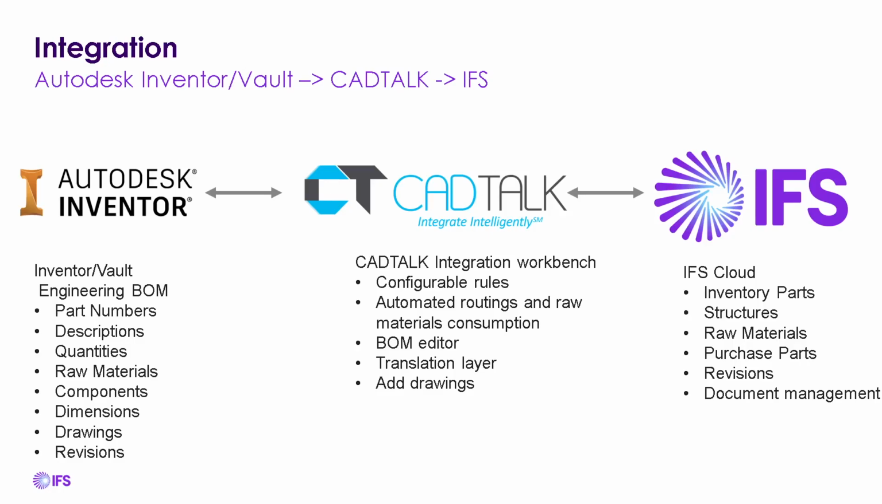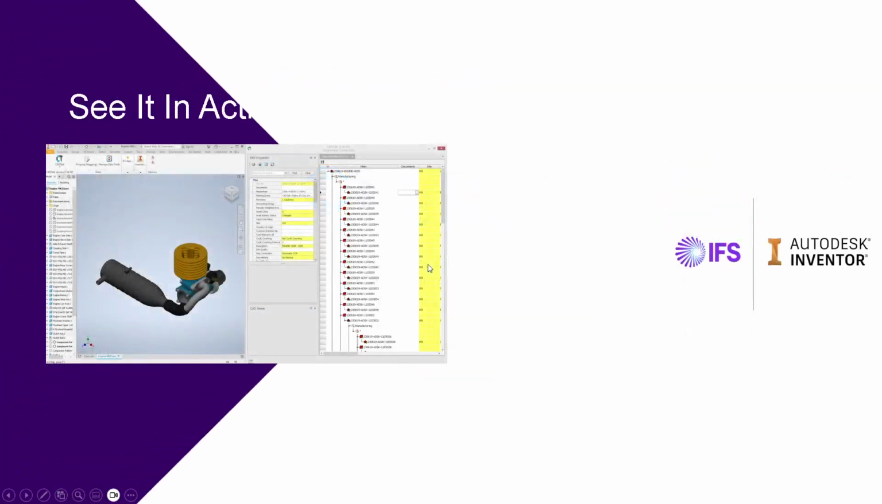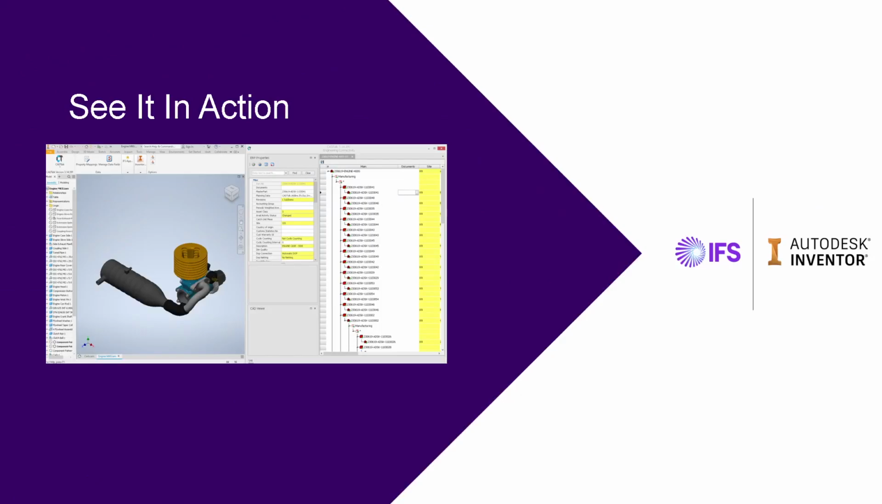It has a configurable rules engine. It will automatically create routings, add raw materials, has a full BOM editor right in the interface to allow you to make changes. Again, add drawings, really do everything necessary in that handoff. And then, of course, we'll show IFS Cloud, creating the inventory parts, structures, raw material, purchase parts, adding documents, everything necessary for that process. Excellent. So let's see it in action.